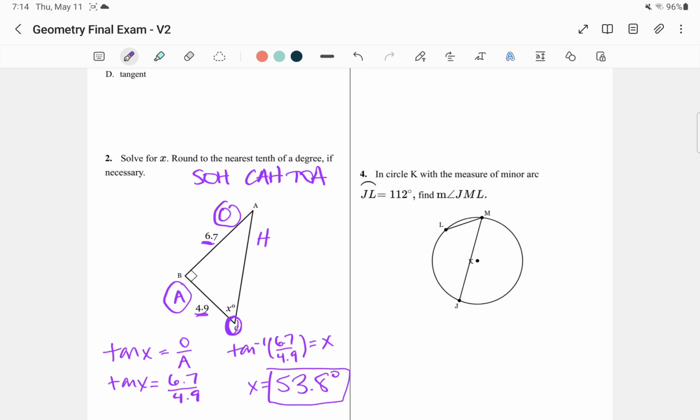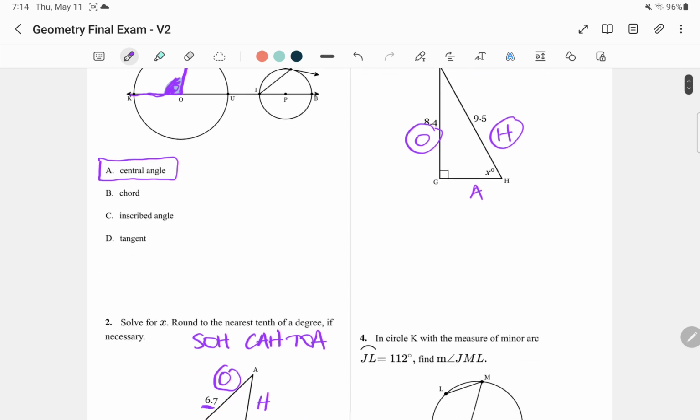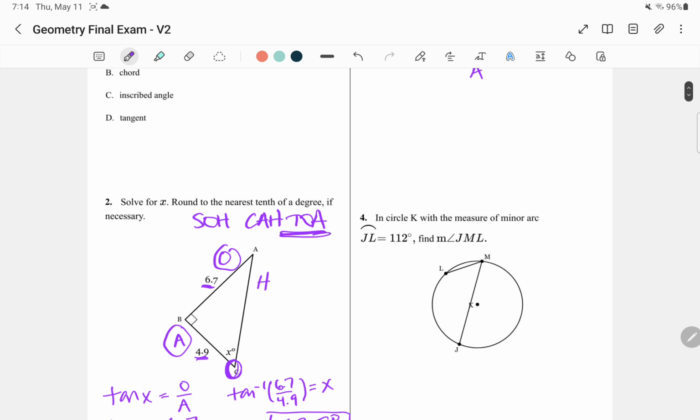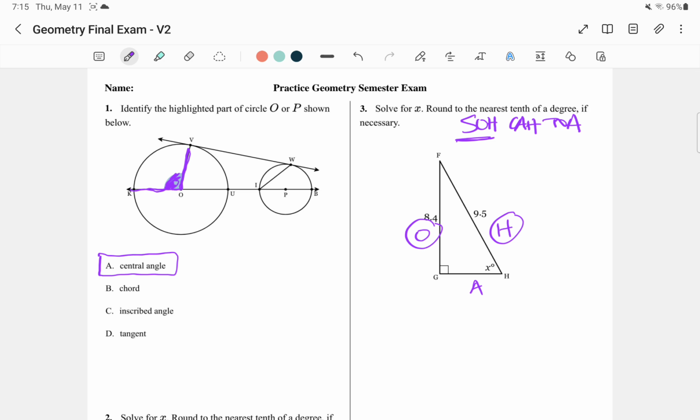All right, so let's look at number 3. Solve for x. So this is the exact same thing as number 2. Let's go a little faster. So SOHCAHTOA, hypotenuse, opposite, adjacent. It's giving us opposite and hypotenuse, so we're going to use sine. How we know what we're using is we label our H, O, and A, and then whatever it's giving us, that's how we know which one to use, sine, cosine, or tangent. So for number 3, it's giving us O and H, so we're going to use sine.